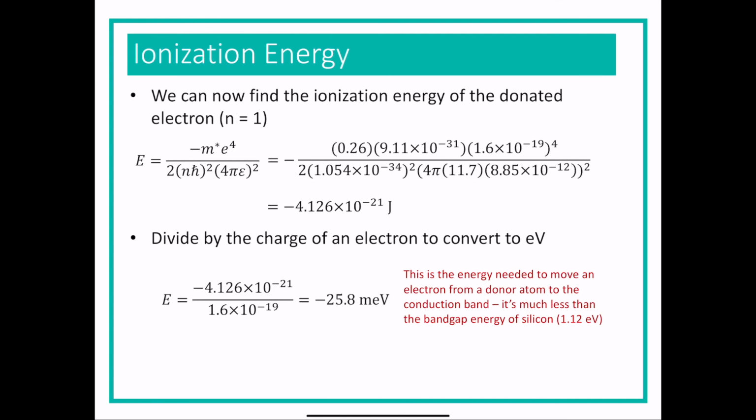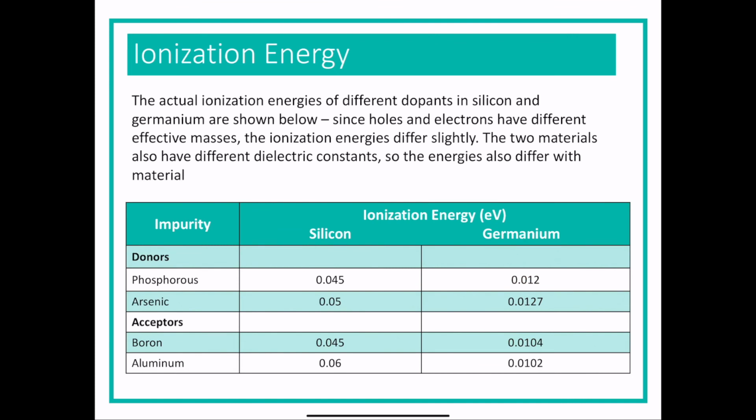So I'm not going to expect you to remember all these different donors and acceptors, but I do want to point them out. They all have relatively similar ionization energies, that they're all much less than the band gap energy. And you'll notice that for silicon and germanium, you can kind of have similar donors and acceptors. We can have phosphorus and arsenic as donors and boron and aluminum as acceptors. And you'll notice in germanium, the ionization energy is less. And in germanium, the band gap energy is also less. It's like 0.66 electron volts, so it's about half what it is in silicon.